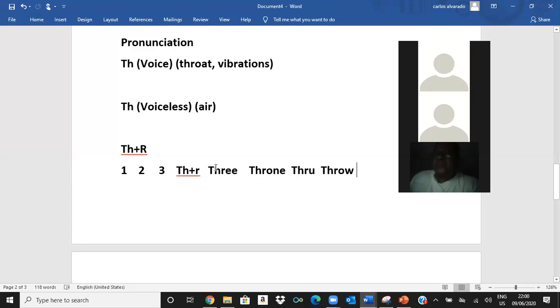Three. No, three. Not tree. Tree, no. Three. Ya les voy a enseñar la posición de la lengua y los labios, pero ahorita como no me pueden ver, ya se lo voy a enseñar. Repeat. Three. Throne. Through. Throw. Okay, very good.